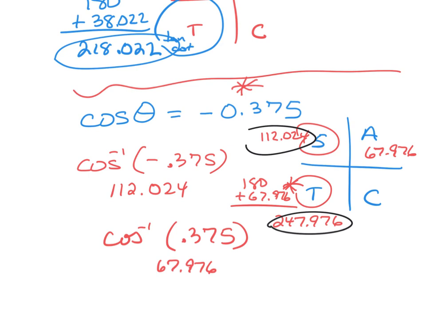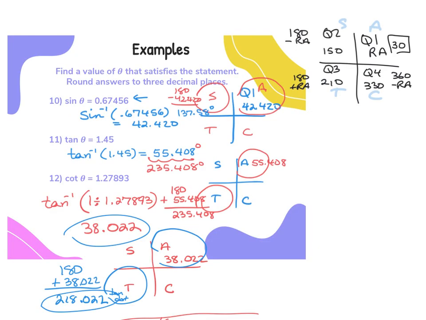Can I see the problem that you made up? The problem I made up is in blue, right here. I said find theta when cosine equals negative 0.375. And my two theta answers are circled in black. The next part was where we did the similar thing to what we did with the reference angles for the 30-60-90 and the 45-45-90.